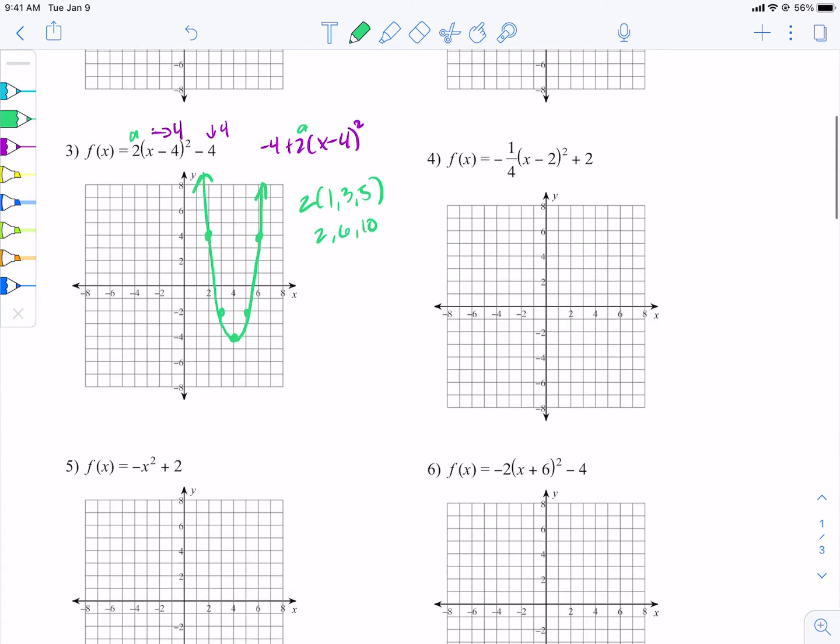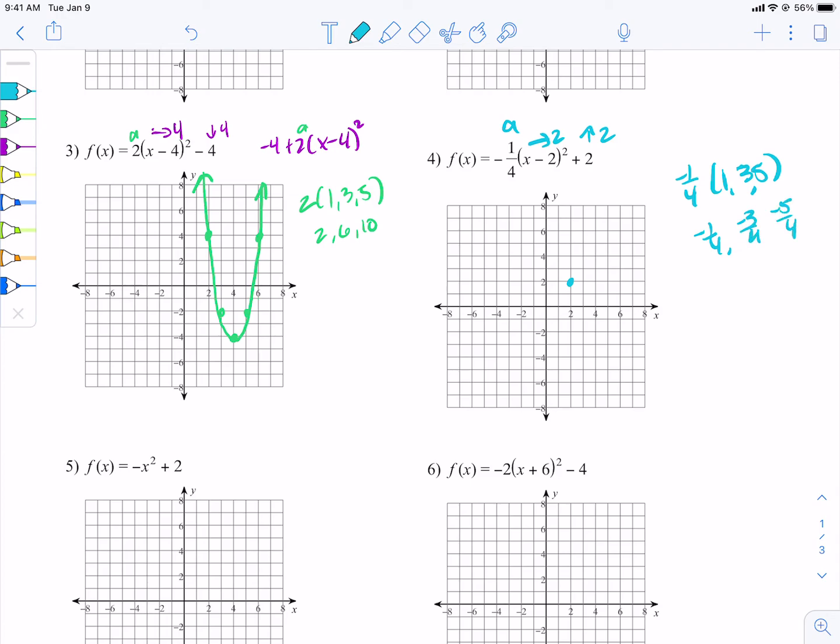Okay. So if we look at this next one, inside the parentheses, we're going to shift right by 2. Outside the parentheses, we're going to do the same direction, so up by 2. So right 2, up 2 puts us here. Here, our a value is -1/4, not third. So we're going to times -1/4 times 1, 3, and 5. So then this gives us -1/4, -3/4, and -5/4.